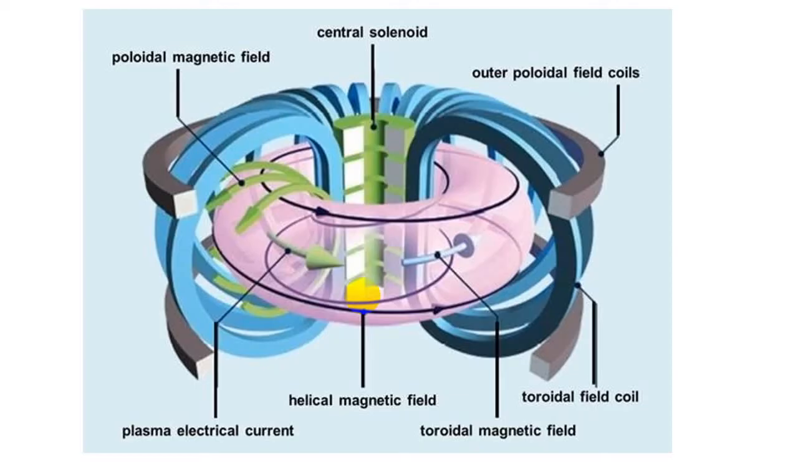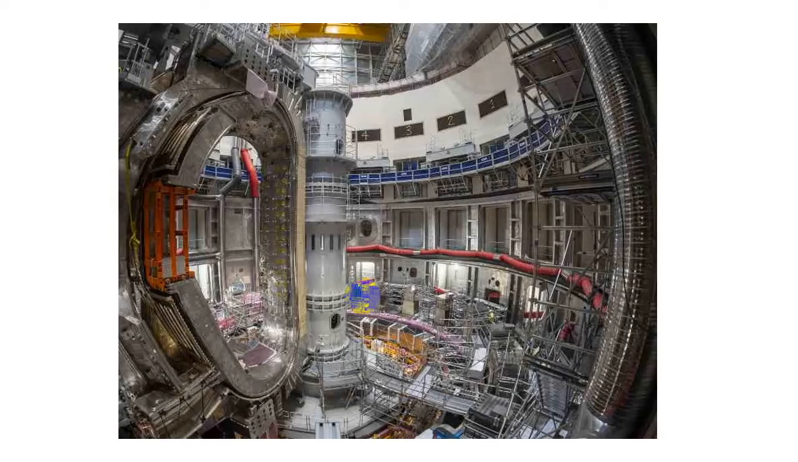Are you going to explain what the FRC system is? Yes, I'm going to. So this is a normal sketch of a tokamak, taken from DOE. This is the ITER structure that people are building now. It's pretty big, which is kind of a problem.